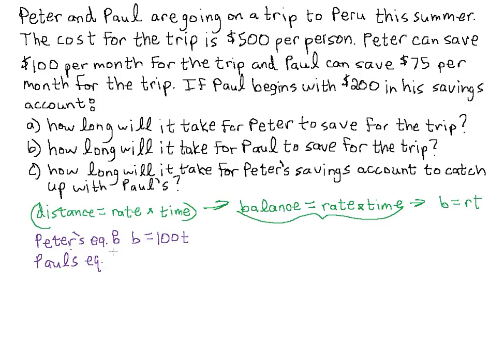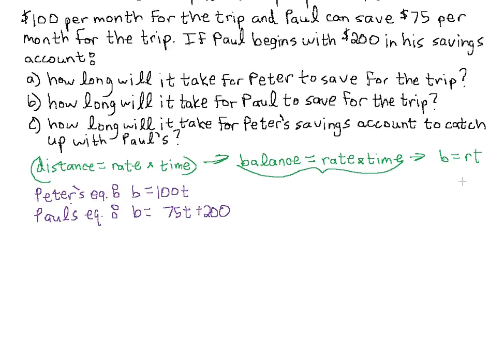Now let's construct an equation for Paul's account balance. So this is Paul's equation. What do we know about Paul? We know he can save $75 per month for the trip, but he also begins with $200 in his savings account. So his account balance, B, is going to be $75 times the number of months plus 200. So he's going to have a $200 head start on Peter. All right, so we have two equations here, and we can go ahead and construct a graph.